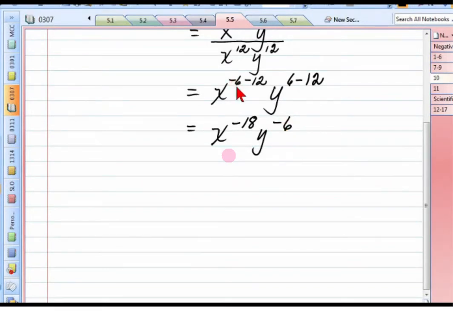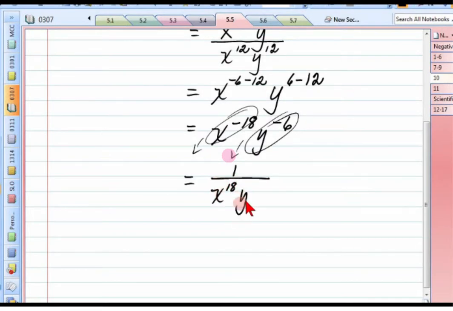With the x's, they were both negatives, so I added and kept it negative. For the second one, it was a positive and a negative, so I subtracted and kept the sign of the larger. Am I done? No, because I can't leave those negative exponents. Both factors have negative exponents. They both get to move. I end up with 1 over x to the 18th, y to the 6th.